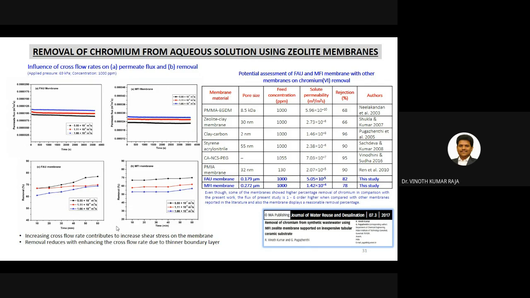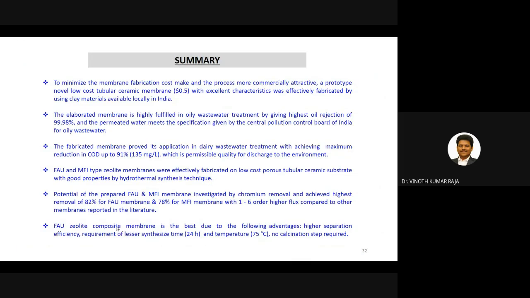The flux of the present study is 1 to 6 orders higher when compared to the other membranes. That is most important. Having a higher permeate flux is very important, where we can have 1 to 6 orders higher when compared to other membranes reported in the literature. Also, this membrane displays a reasonable removal percentage in chromium removal applications. So with that, I would like to summarize the talk.